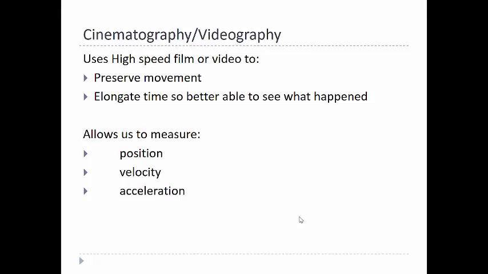are captured from a range of different devices. It could be a camera, it could be your smartphone, it could even be the webcam on your laptop, in order to preserve movement and elongate time so we're able to better identify what is happening. Importantly, and most relevantly for biomechanics, it allows us to measure things, and we know that's important for quantitative analysis. The key aspects of kinematics that you should recall from your previous instruction that can be measured with kinematic analysis is position, velocity, and acceleration.